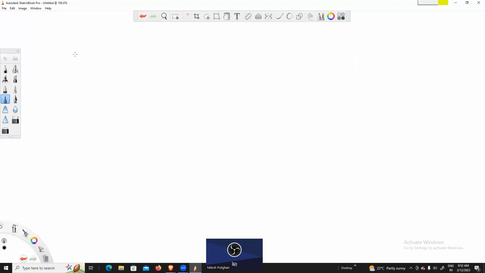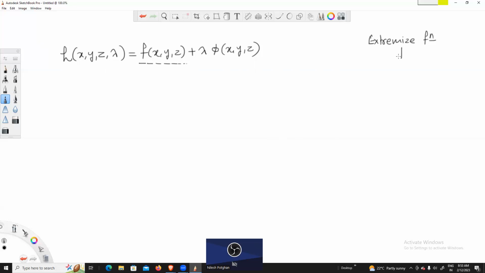Okay, so the next point we'll be discussing is this. You have the Lagrangian function of x, y, z, and the Lagrange multiplier lambda, which is the function f of x, y, z plus lambda times the constraint of x, y, z. So see, your aim is to extremize this function. Extremizing means finding the maximum or minimum. So how do you go about it? Find the critical points first. What are critical points? Critical points are where your first derivative becomes 0.